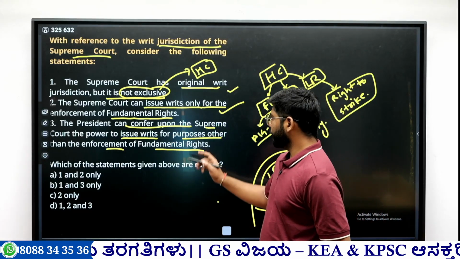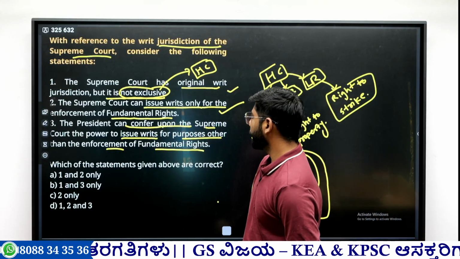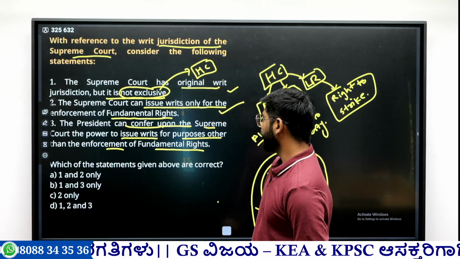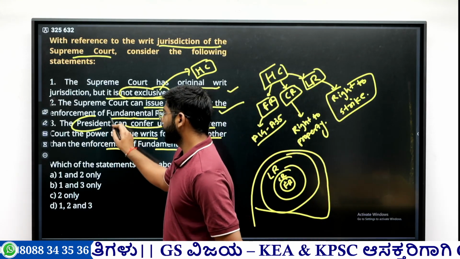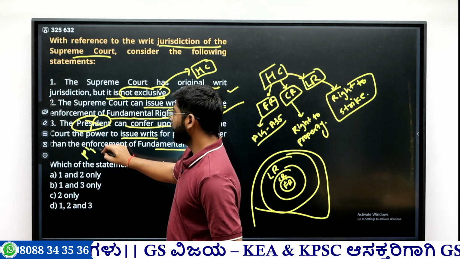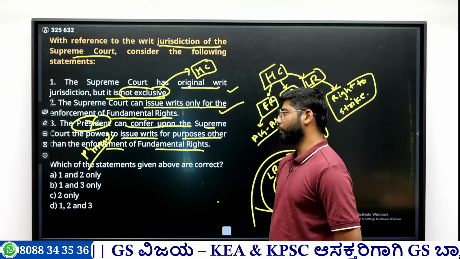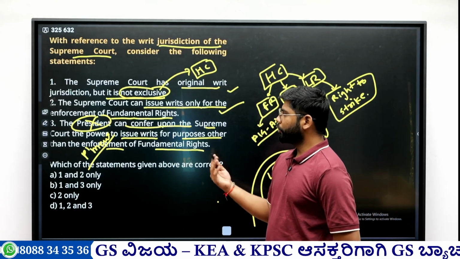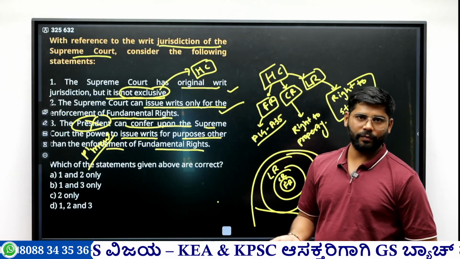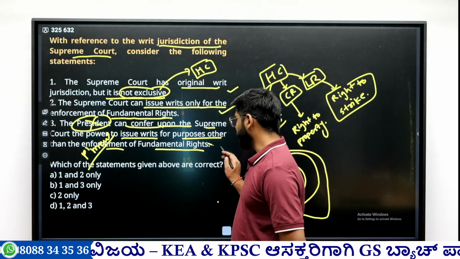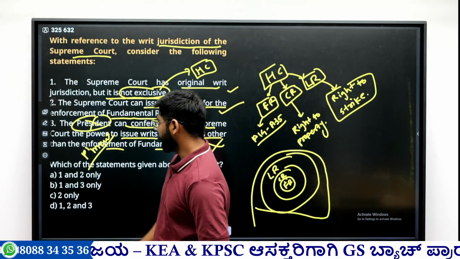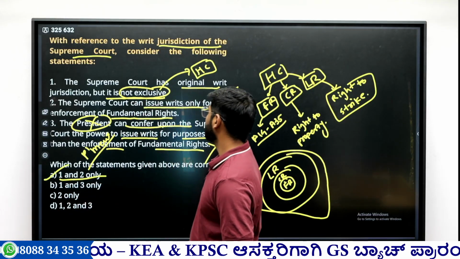So the last statement we will see: the President can confer upon the Supreme Court the power to issue writs for other purposes, as we have seen. It is not the President, it will be the Parliament. Parliament can give this power to the Supreme Court to issue writs for constitutional rights as well as for legal rights. So the last statement is wrong. The correct option is: 1 and 2 are correct here.